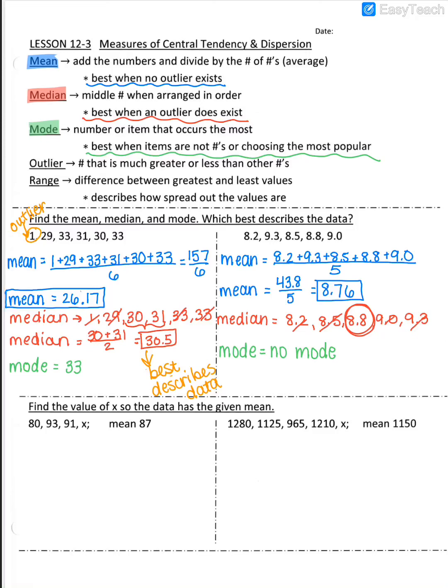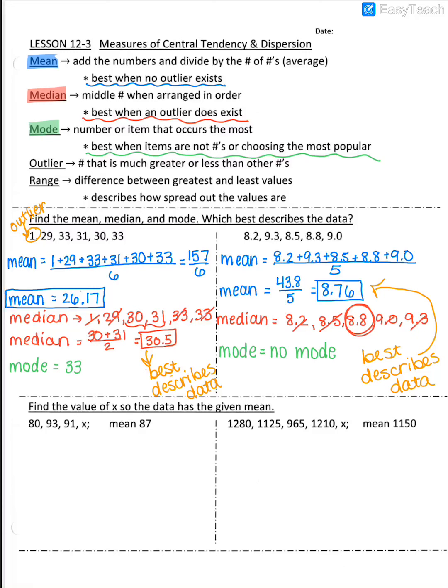So looking back at our data values, from the start, there really wasn't an outlier. Everything is pretty close together. They're all basically between like 8 and 9.5, so they're pretty similar numbers. So we don't have an outlier here. In which case, if we don't have an outlier, then our mean is going to be the most reliable value for describing our data set. So our mean is going to best describe our data this time.